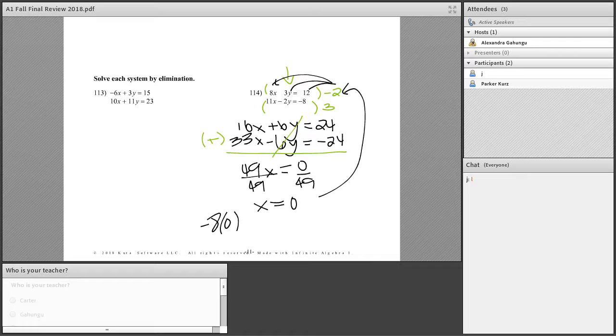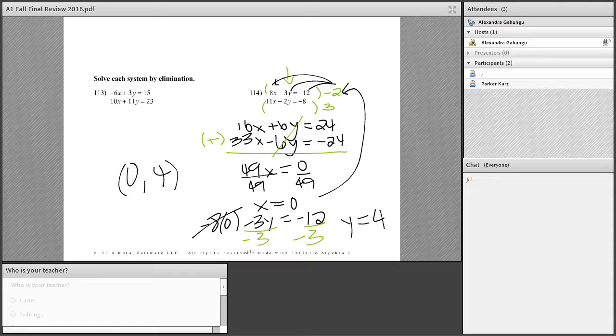Then you'll have -3y equals -12. So the only thing that changes was that x. So anything times 0, 0. So now I have -3y equals -12. So I divide by -3. So y is equal to 4. So my solution is the point 0, positive 4.